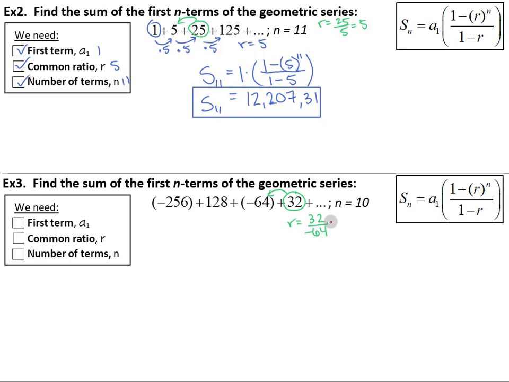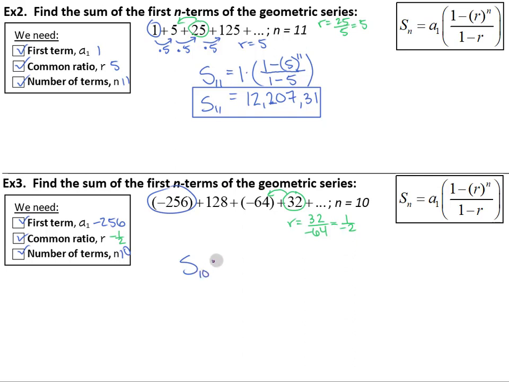Okay, well a positive divided by a negative will be negative. And in fact, you can divide each by 32. 32 goes into both. And it ends up, my common ratio, what they're multiplying by over and over again, is negative 1/2. And you can put that negative sign in the top, the bottom, or in front of your fraction there. But we have our common ratio. We do have the first term, negative 256. We do need to keep the sign with it. And how many terms? This time it's 10. So 10 terms.